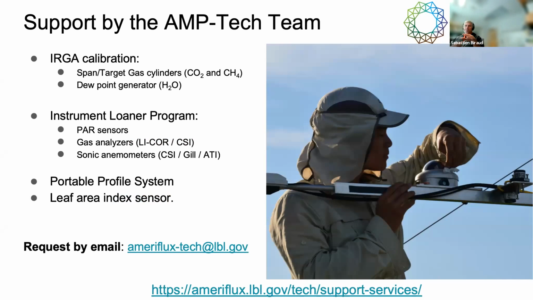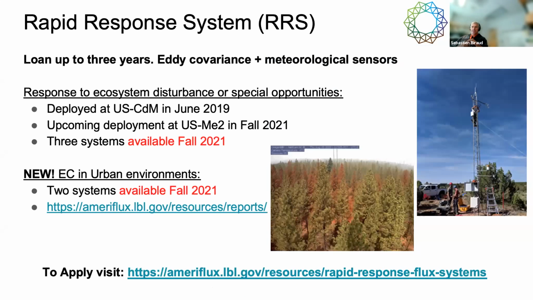Another important aspect, thank you Margaret, next slide, is what we call the rapid response system, which is a standalone package with a full component of flux, MET, and radiation sensors. We have 5 rapid systems that we've put together that are suitable for quick deployment to help anybody in the community capture valuable research opportunities that arise from unexpected conditions or short-term measurement windows. We have 2 that are deployed, so we have 3 systems available right now.